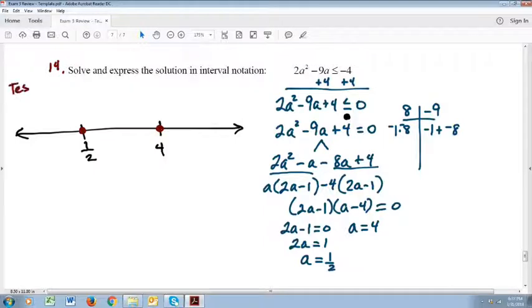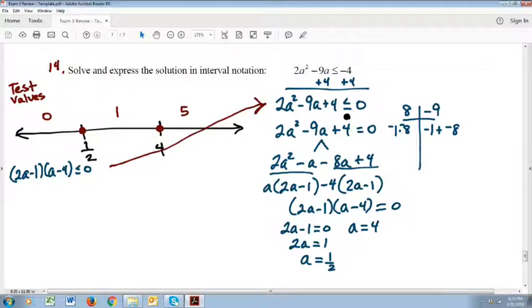And so now we're going to do some test values to see what intervals are solutions to the inequality. So we're going to want to choose something to the left of a half, like 0. 1 would be a nice number in between a half and 4. And then 5 is greater than 4. So let's go ahead and write this polynomial in factored form. We want to know when that's less than or equal to 0. So we're just working with what we have right here, but in factored form. Alright, so let's go ahead and plug in 0 and see if that works.